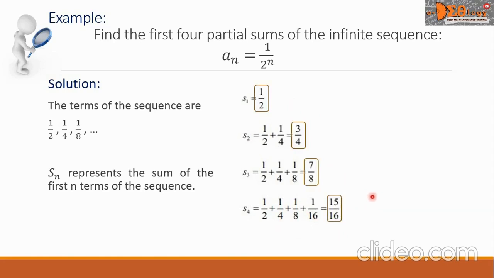These are the values of the first 4 partial sums. Take note, each of the results is a partial sum of the series, summation of 1 over 2 raised to n, where n equals 1 up to infinity.